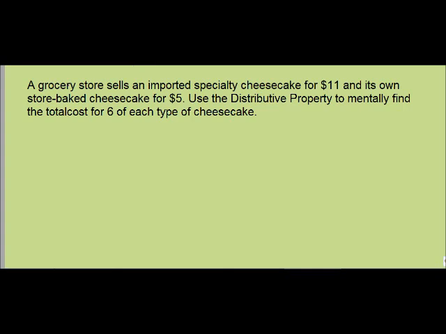A grocery store sells an imported specialty cheesecake for $11 and its own store-baked cheesecake for $5. Use the distributive property to mentally find the total cost for 6 of each type of cheesecake.